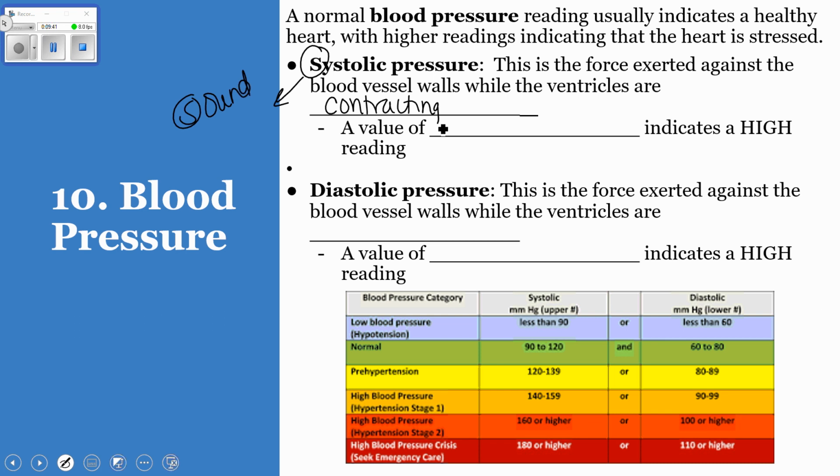That is systolic. Ideally, what you are looking for is a value that's going to be less than 120. That's going to be considered healthy. So a value of greater than 120 mmHg indicates a high reading. Next up, we have diastolic. Diastolic is suddenly when that sound stopped. So systolic, you heard ba-bum, ba-bum, ba-bum, ba-bum, ba-bum. There was a pause, and then you might have heard another beat, a pause, another beat. That's your diastolic. This is going to be when those ventricles are relaxing.